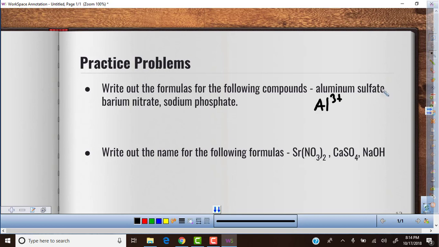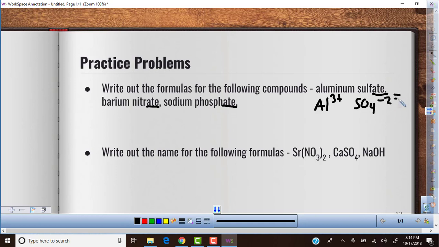Sulfate, notice it doesn't end in -ide. That really gives away that this must be a polyatomic ion, because it doesn't end in -ide, it ends in -ate. You notice that the other three here end in -ate as well. -ate is common, -ite is common. You get the idea here. So sulfate, if we look at our chart, is SO4 with a 2- charge.